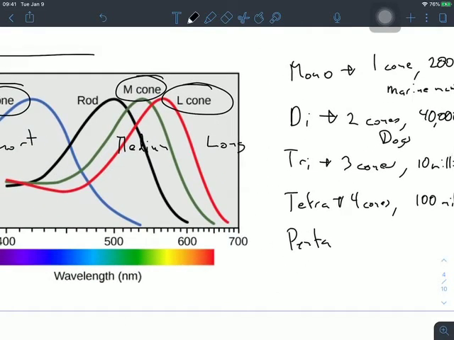The genes for cones, particularly the M and the L cones, are present on the X chromosome. This is one of the reasons why we see color blindness being more prevalent in males. Males are XY, females are XX. Therefore, if a male has a broken version of an L cone on their X chromosome, and there are tons of broken versions of genes on all of our different chromosomes, they don't have a second copy to give them that color vision.